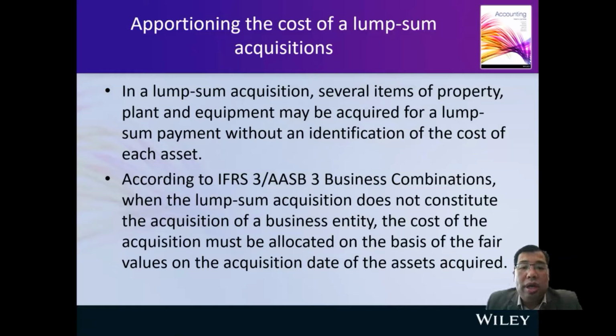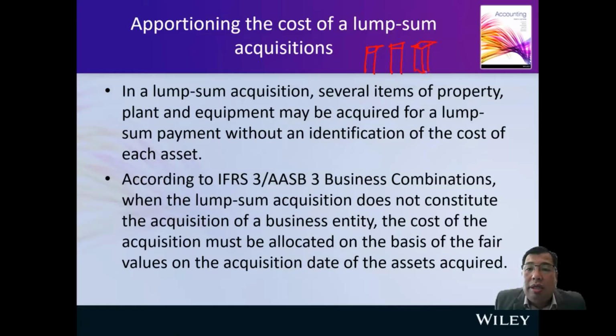According to IFRS 3, Business Combinations, when a lump sum acquisition does not constitute the acquisition of a business entity, the cost of acquisition may be allocated on the basis of the fair value at the acquisition date of the assets acquired. In this example, we have many towers in Dubai: tower A, tower B, tower C.